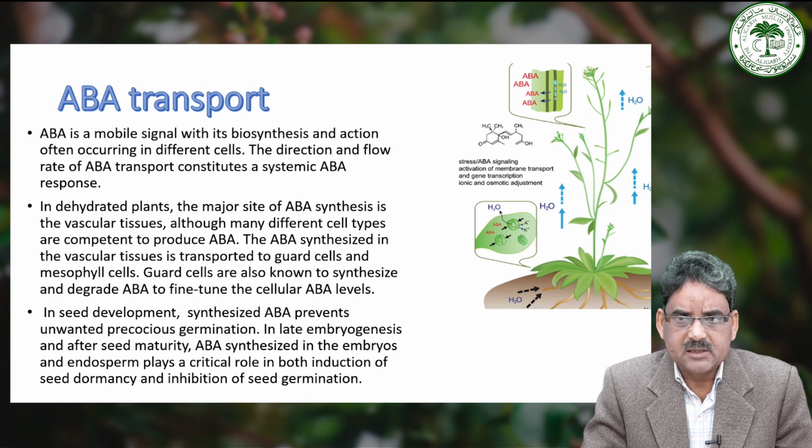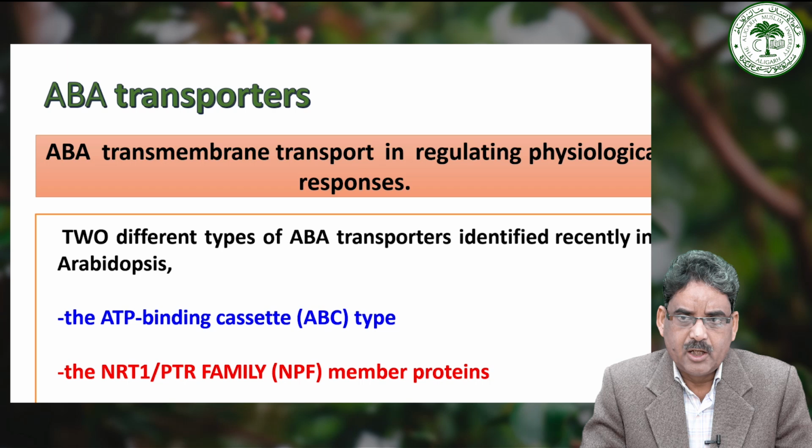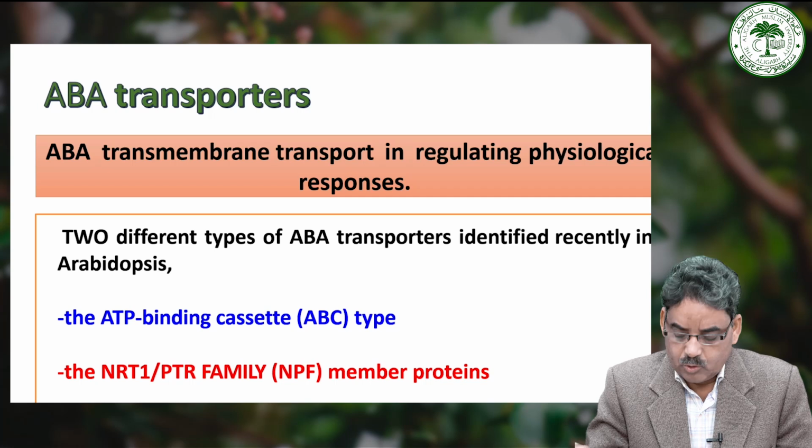Now come to the ABA transporters. Now let us delve into the captivating world of ABA transporters. ABA transmembrane transporters play a key role in influencing physiological responses in plants. Recent breakthroughs in Arabidopsis research have uncovered two distinct types of ABA transporters, each playing a unique role in plant physiology. The first one is the ATP-binding cassette, or you can say the ABC type transporter, and the other one is the NRT1/PTR family, or you can say the NPF member proteins. As we discussed, the activities of these ABA transporters contribute to the regulation of diverse physiological responses, from stress adaptation to developmental processes.